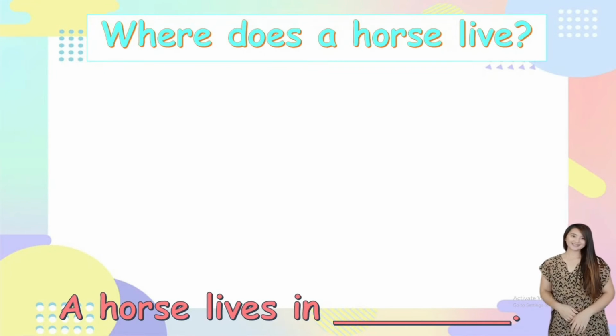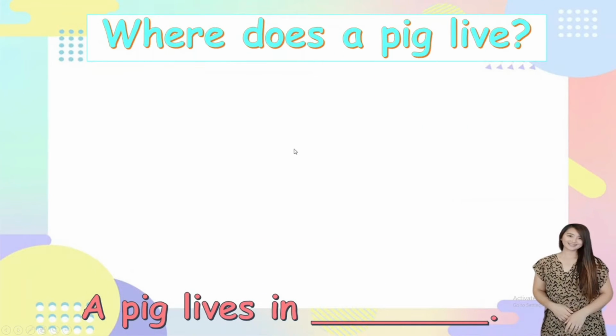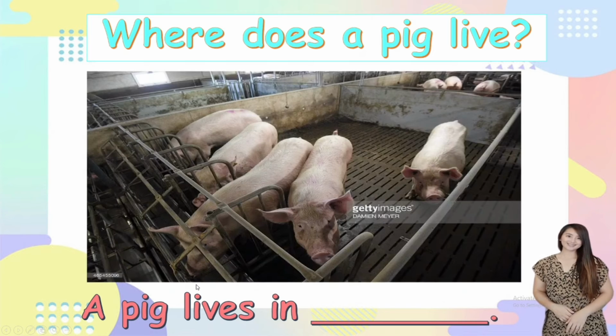Next, where does a horse live? The answer is a horse lives in a stable. A horse lives in a stable. This is a stable. Next, we have where does a pig live? Pig. The answer is a pig lives in a sty or a pigsty.